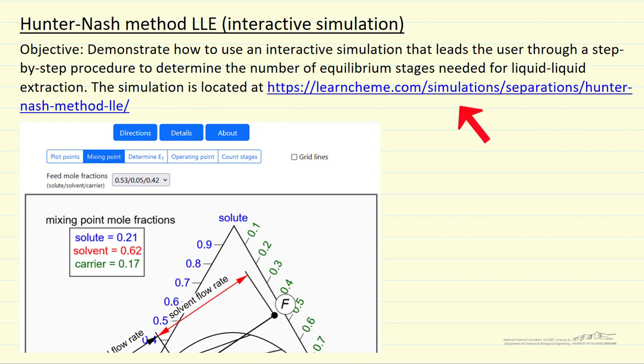The simulation is located here, and on the LearnChemE site there are screencasts that describe the Hunter-Nash method in much more detail. Here I'll just show you briefly how to use the simulation, but not talk about all the details of the Hunter-Nash method.